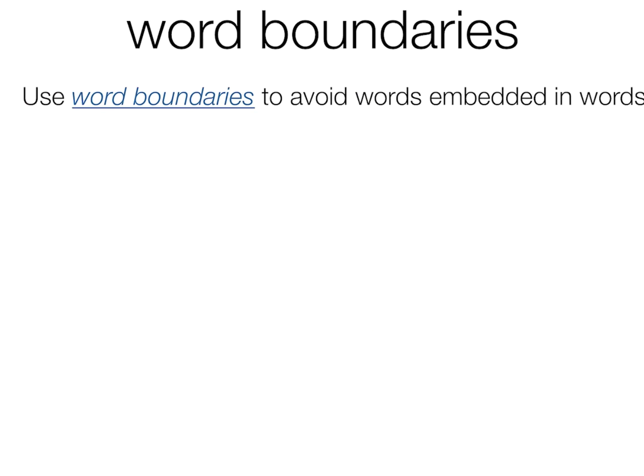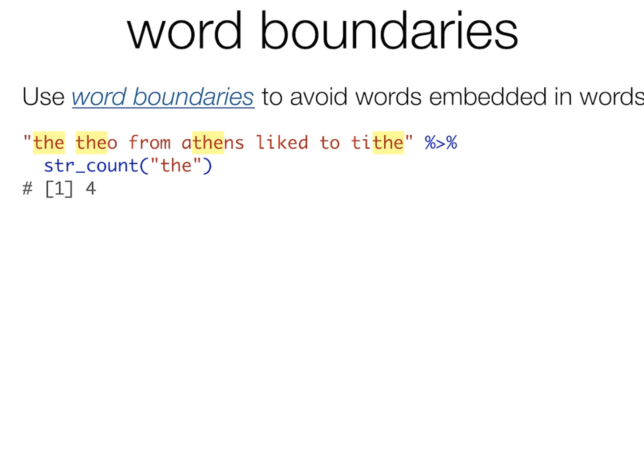Word boundaries are useful for regular expressions that happen either at the very beginning or the very end of a word, and it's usually used to avoid words that are embedded in other words. For example, this is a strange sentence: "The Theo from Athens liked to tithe," okay? The characters THE appear several times in that phrase, but notice that they appear in different places in the words, right? In the first word, THE, it's just the entire word. In the second one, THE is the first three letters of the word. In the third one, it's embedded inside of it. And in tithe, the last one, it's at the very end, okay?